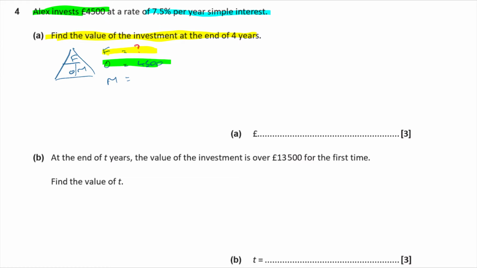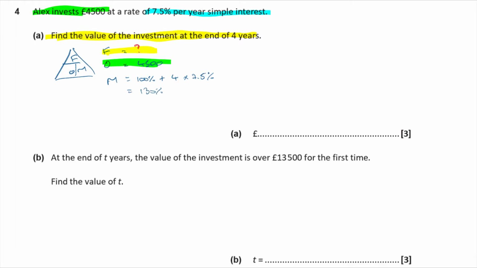And the multiplier, well, we've got a 7.5% a year simple interest. Now simple interest means that you just apply that 7.5% interest repeatedly that amount of time. So if we're going to do it for 4 years, then our multiplier is going to be 100% of what we started with, plus 4 lots of the simple interest rate of 7.5%. So 4 lots of 7.5, what's that? 7.5, 15, 30 plus 100, that's 130%.